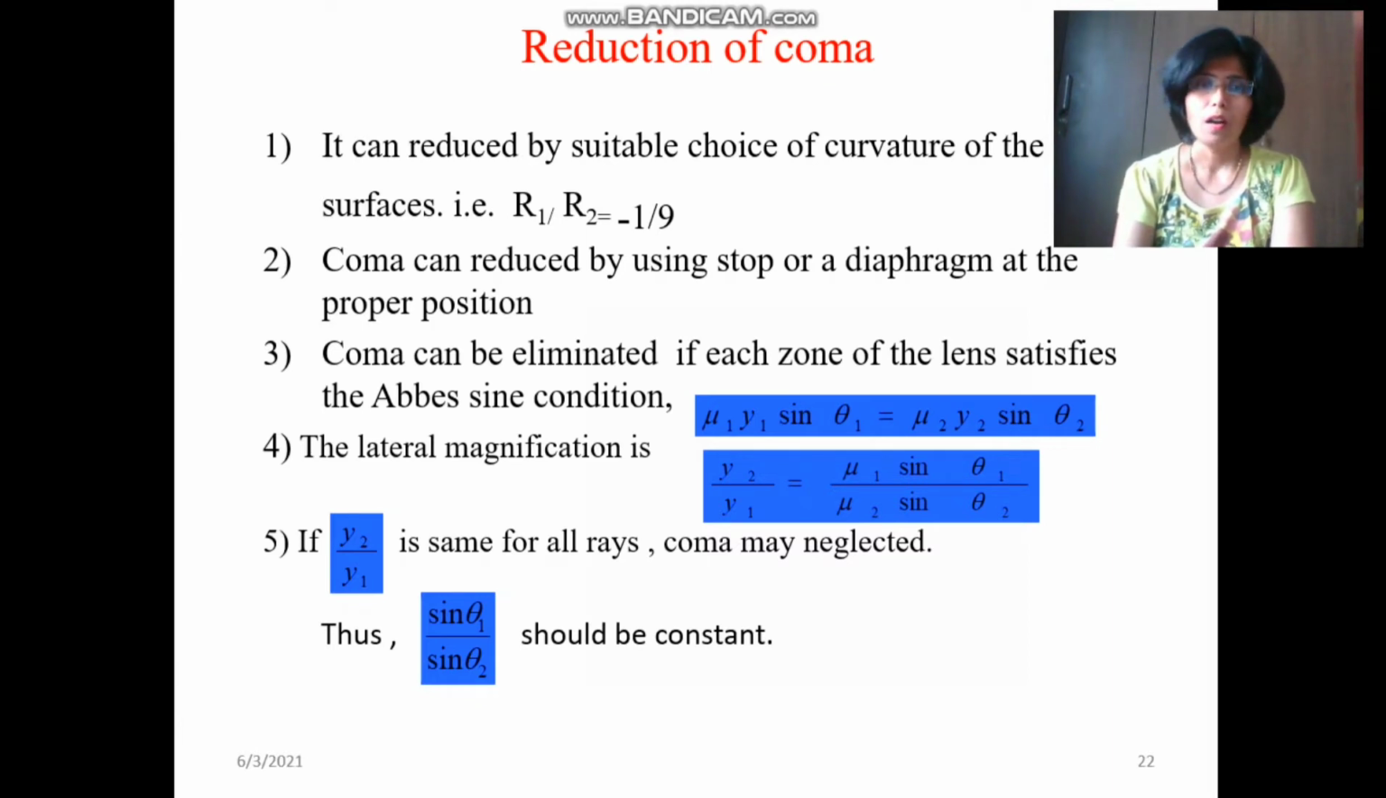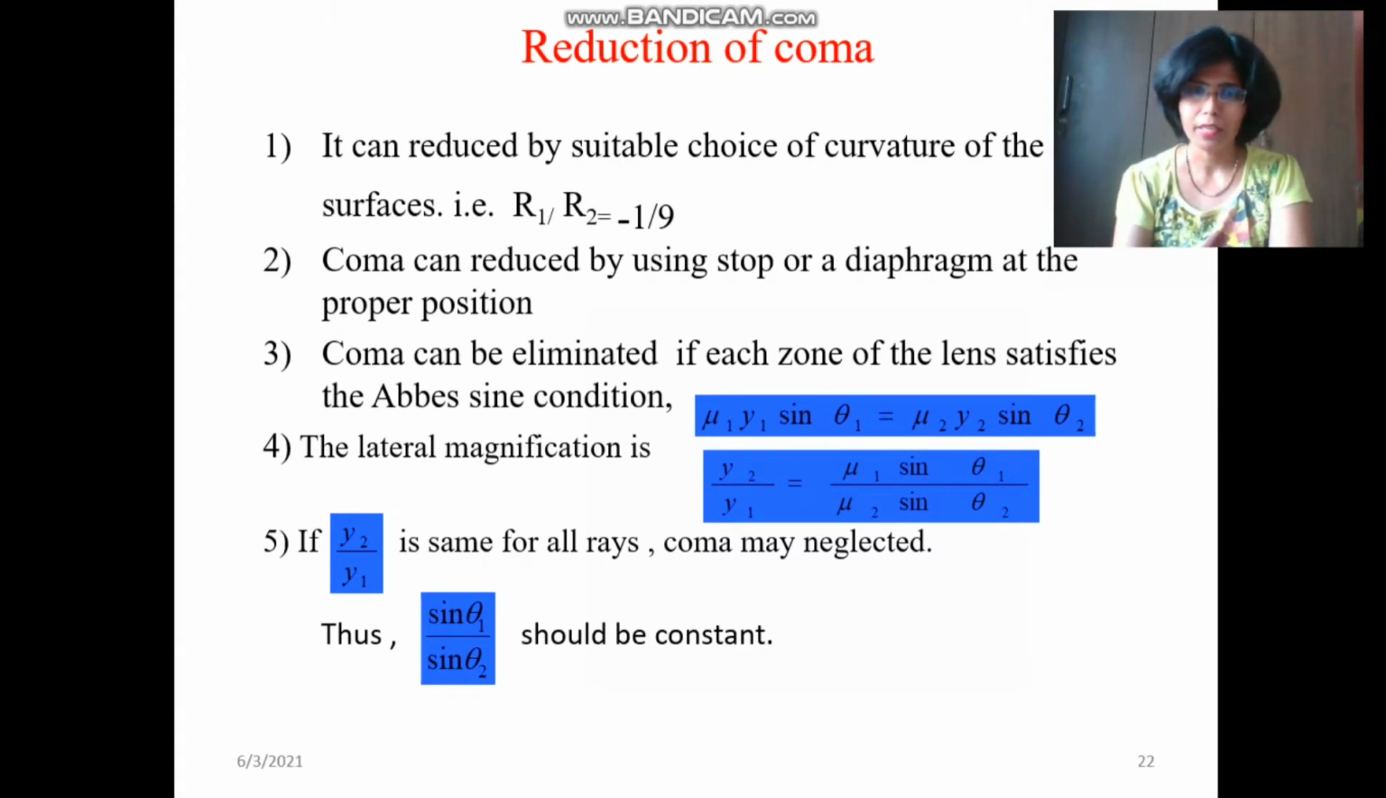For example, for an object situated at infinite distance from the lens, the aberration can be minimized by using a lens of refractive index mu equal to 1.5 and R1 upon R2 equal to minus 1 upon 9. Now, coma can be minimized by using a stop or a diaphragm at the proper position. Then it is also eliminated if each zone of the lens satisfies the Abbe sine condition.